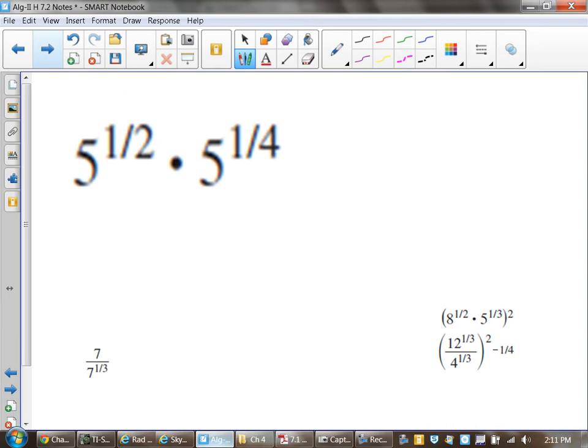5 to the 1/2 times 5 to the 1/4. Do I have the same base? Yes, so I have to add the exponents. What's 1/2 and 1/4? 3/4. My answer would be 5 to the 3/4.